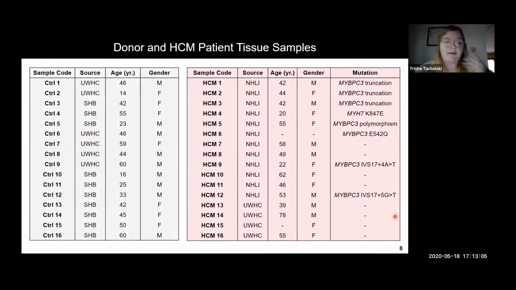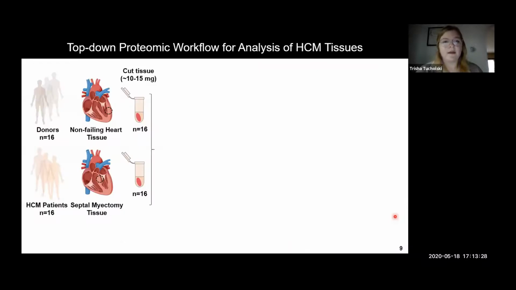And then we were also able to get our hands on some donor heart tissue. So donor hearts that were unable to be used in transplant, we obtained those, and we were able to use those tissues as a comparison to the HCM tissues, sort of as our control, so we can see how these proteoforms are changing between diseased tissue and non-diseased tissue from donors.